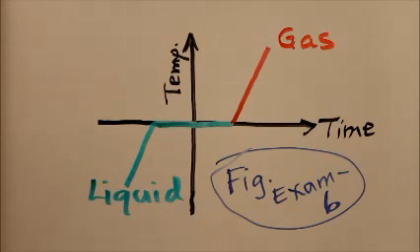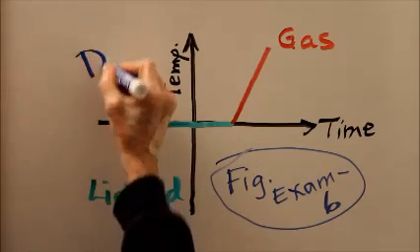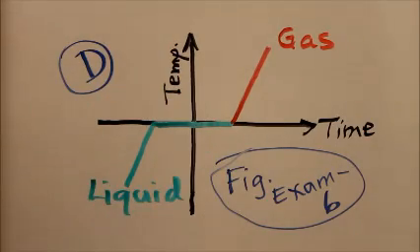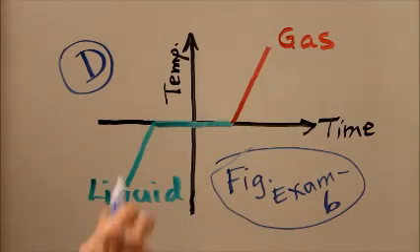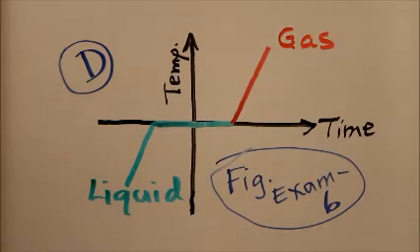What is this graph showing us? What phenomenon, what property of the substance is this graph illustrating? The answer to that question is D. This is illustrating heat of vaporization.